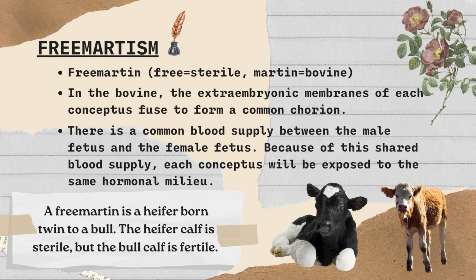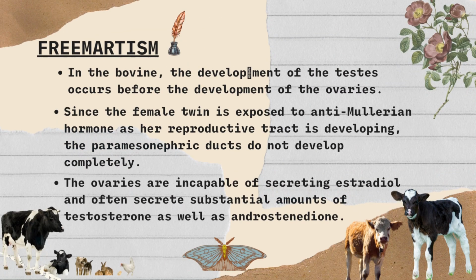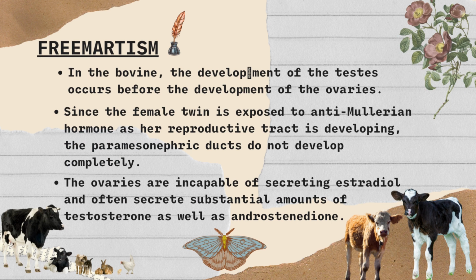Because of this shared blood supply, each conceptus will be exposed to the same hormonal milieu. In other words, the female will be exposed to testosterone and anti-Mullerian hormone from the male fetus. Also, a freemartin is a heifer born twin to a bull. A heifer calf is sterile, but the bull calf is fertile. In the bovine, the development of the testes occurs before the development of the ovaries. In fact, the testes are recognizable by day 40, whereas the ovaries require several weeks longer to develop.